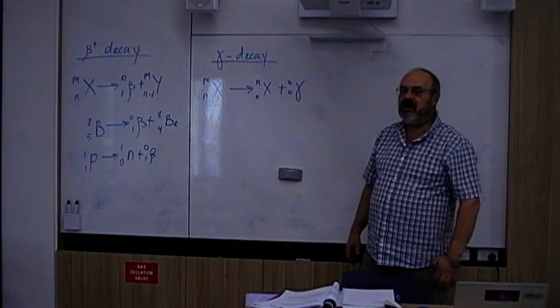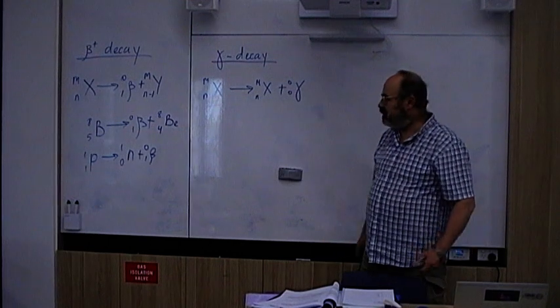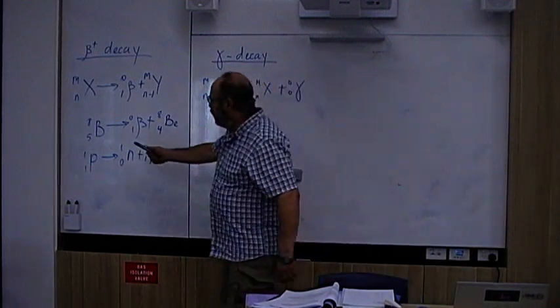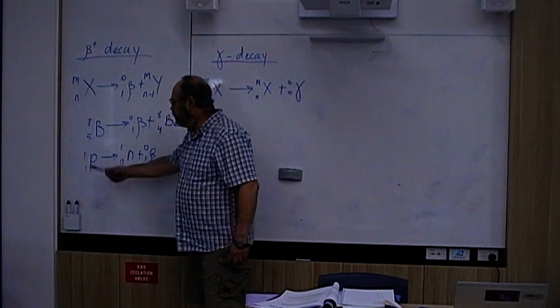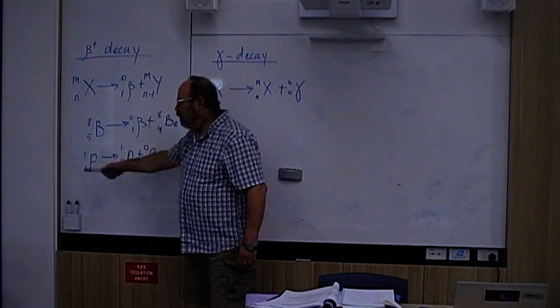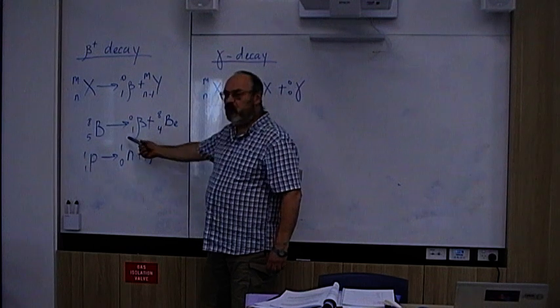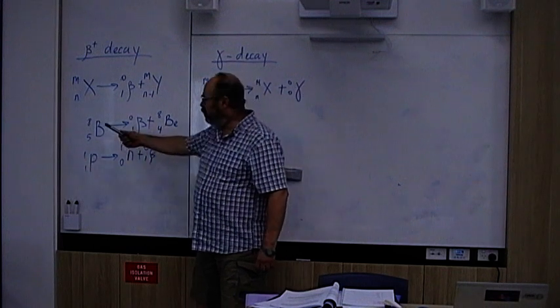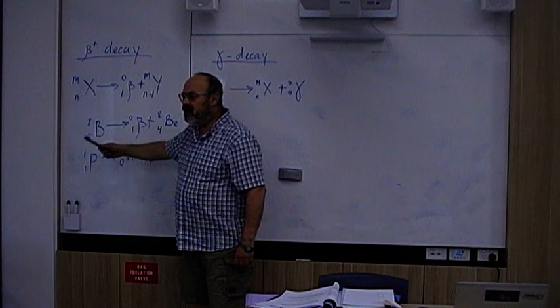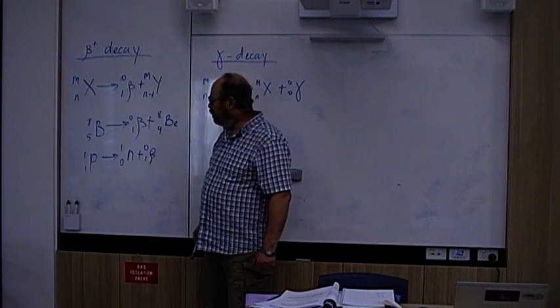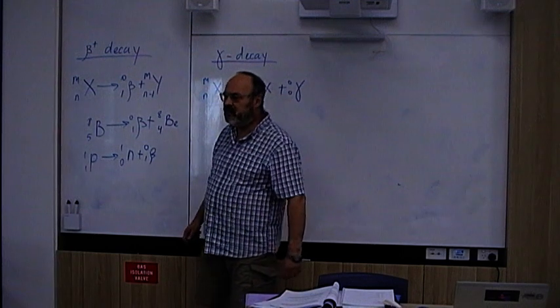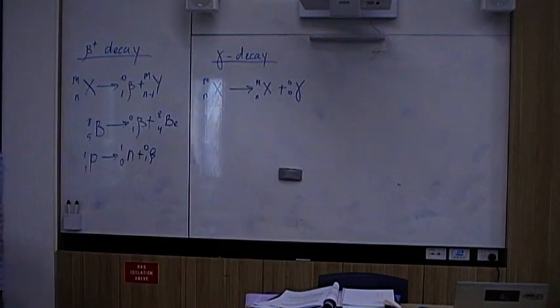And when you are writing a nuclear equation, you need to balance it. The sum of the atomic numbers on the left must be equal to the sum of the atomic numbers on the right. The mass number on the left has to be the same as the mass number on the right.